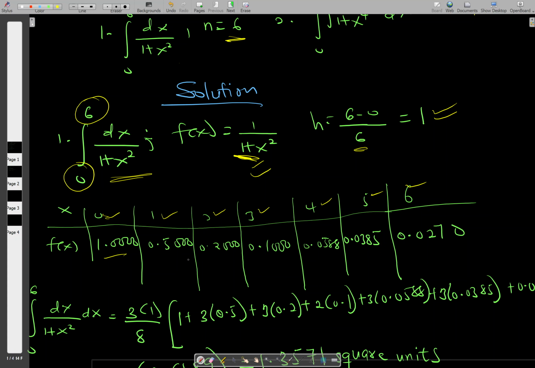Okay, then the first term, that's 1, then the last term is also here, 0.027, that's what we have here. Now let's consider the middle terms. Let's pay attention to the middle terms.